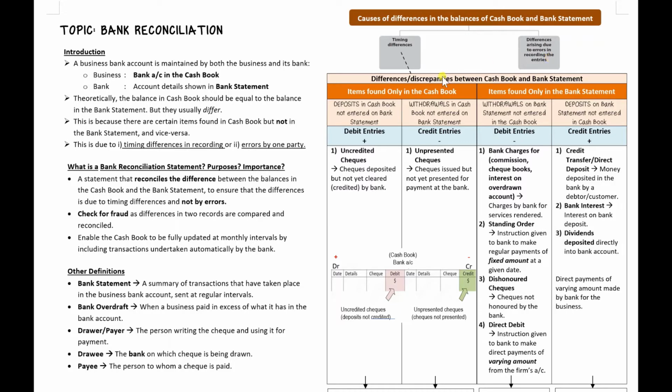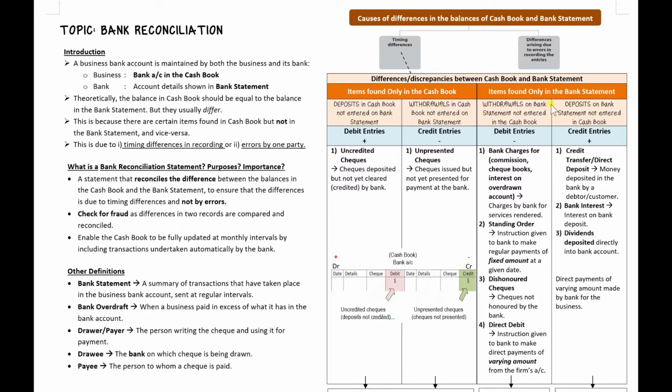Okay, so now, what are the items found only in the cash book, and what are the items found only in the bank statement. One very important point to take note of is that the business and the bank take different points of view. For the business, in the bank account, the debit side is deposit, meaning money coming in, and the credit side is withdrawal, meaning money going out. However, for the bank it is the opposite view.